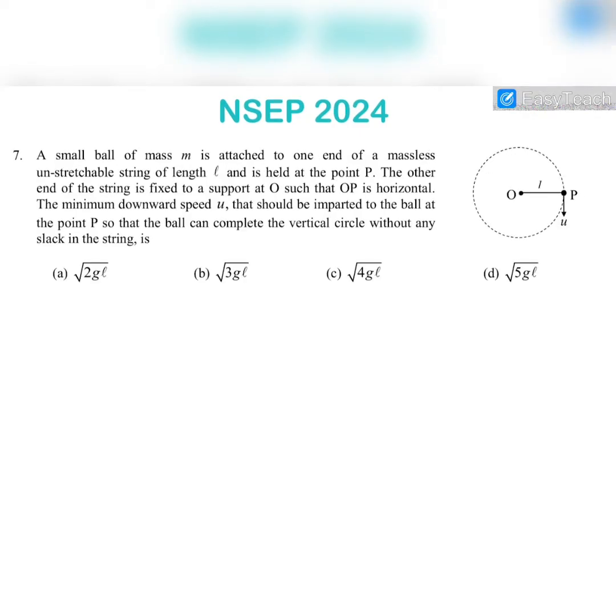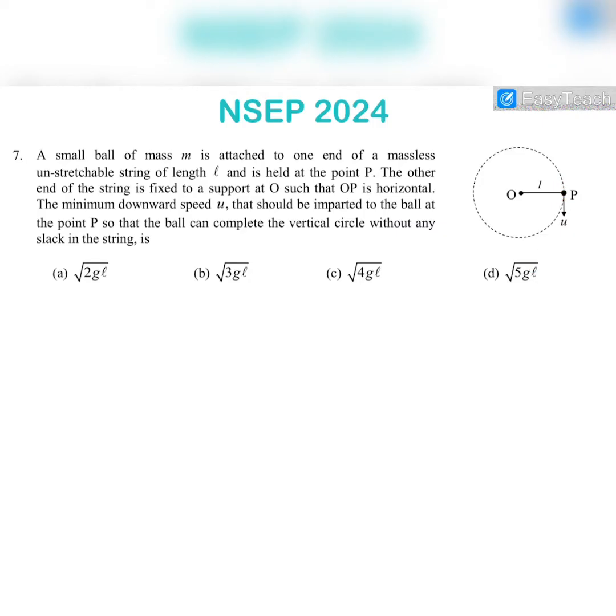In this question, you can see that there is a small ball of mass m that is attached to one end of a massless unstretchable string of length L, and it is held at point P. The other end of this string is fixed to the support O such that this OP string is horizontal. So we have to find out what minimum velocity u we should give this ball at this position so that the ball can complete the vertical circle without any slack in the string.